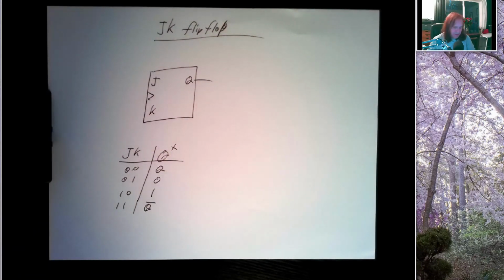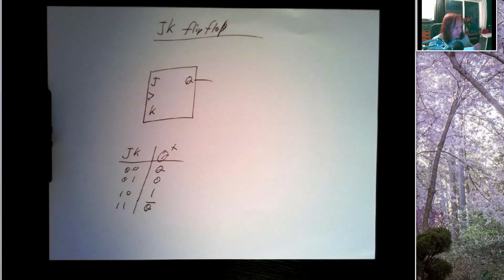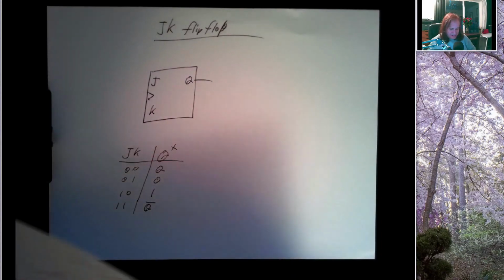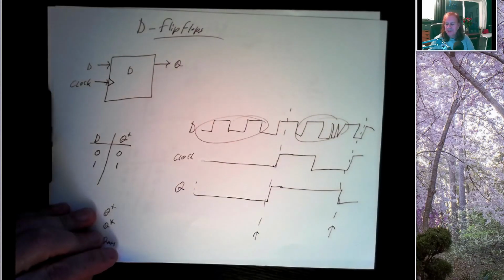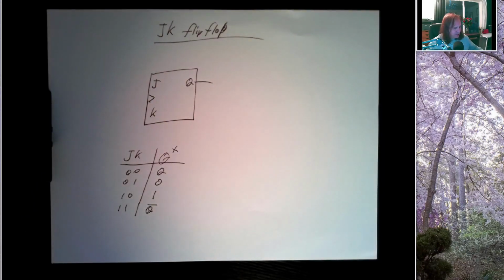So JK does, you know, everything that an SR does, and it also does what a T does. So it's a really powerful flip-flop. It's probably the most popular version. A D flip-flop is very single purpose, right? Just latch this data bit. Boom, just save it, save it, save it. But if you want a more general purpose device, usually we go with a JK.